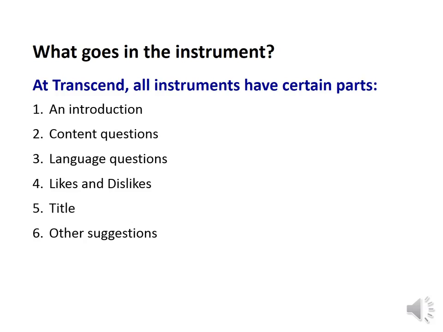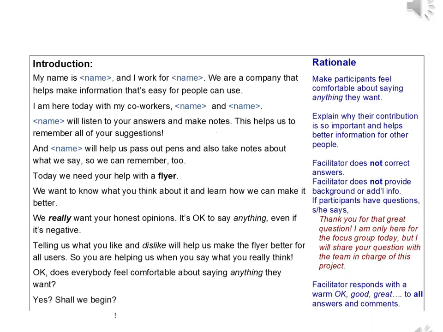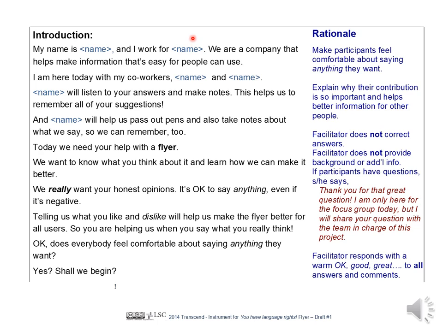So what I'd like to do next is show you the first draft of an instrument that we created for this little language access flyer. As I mentioned before, generally speaking, except for the content questions, the other questions typically remain the same. So this is the first draft, and a lot of these sections come from a template, but you'll have to modify them a bit according to who you're working with and what it is that you're testing.